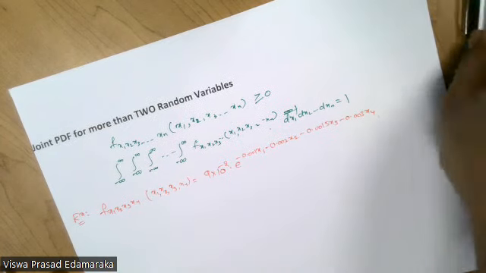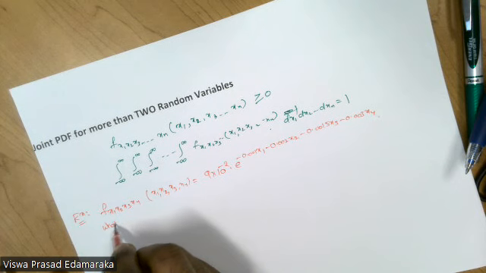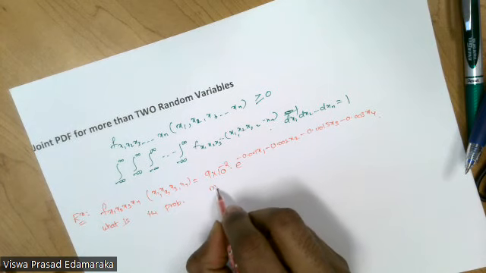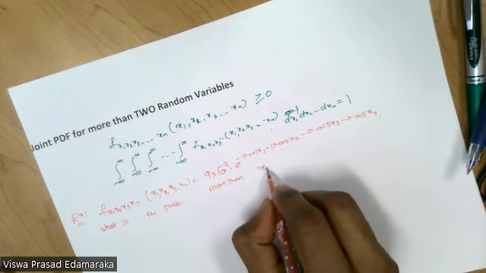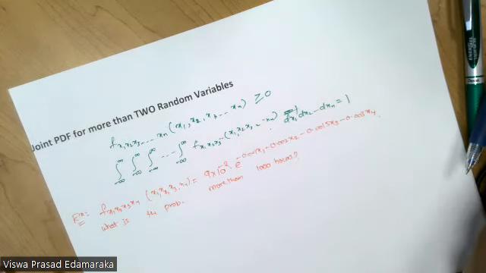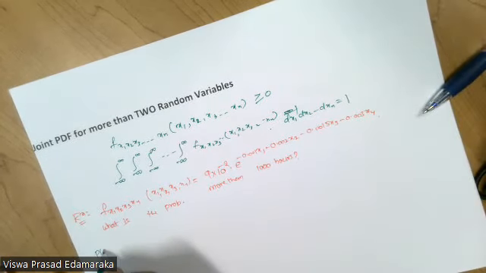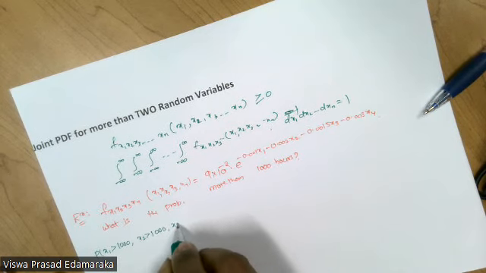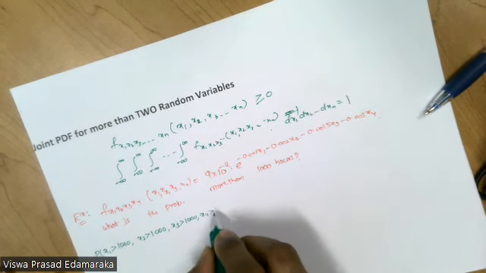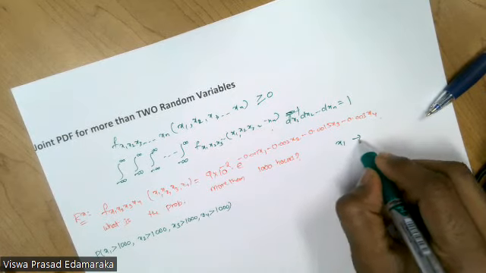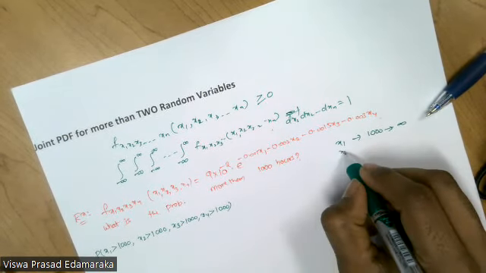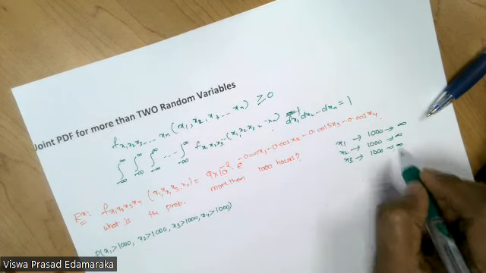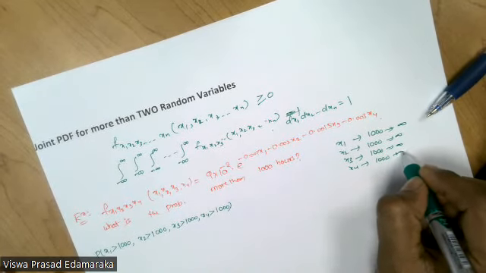The question is, what is the probability the device operates more than 1000 hours? So P of x1 greater than 1000, x2 greater than 1000, x3 greater than 1000, and x4 greater than 1000. That means x1 goes from 1000 to infinity, x2 from 1000 to infinity, x3 from 1000 to infinity, x4 from 1000 to infinity.